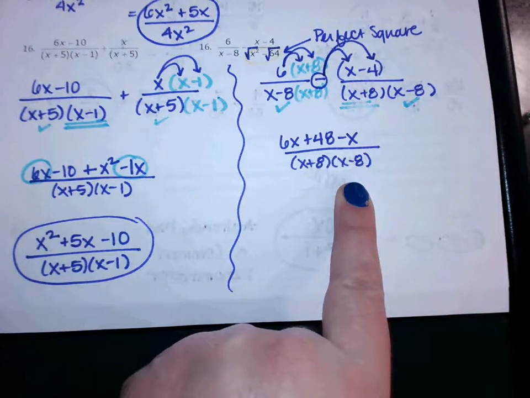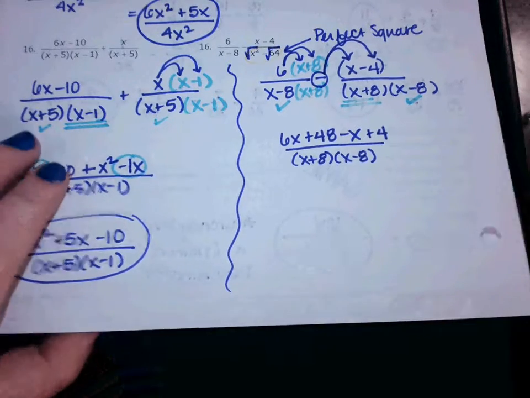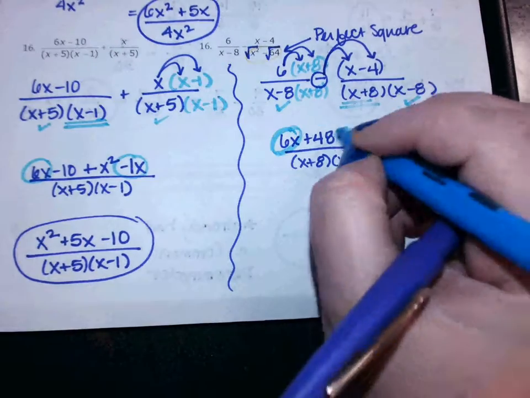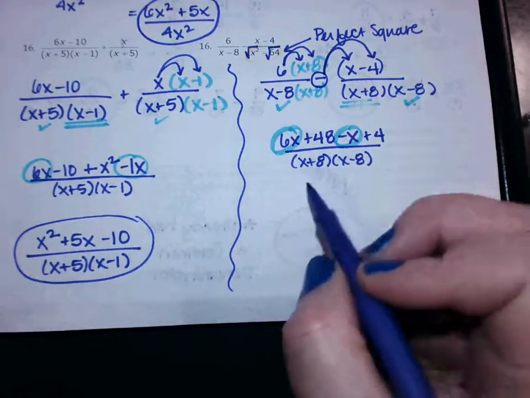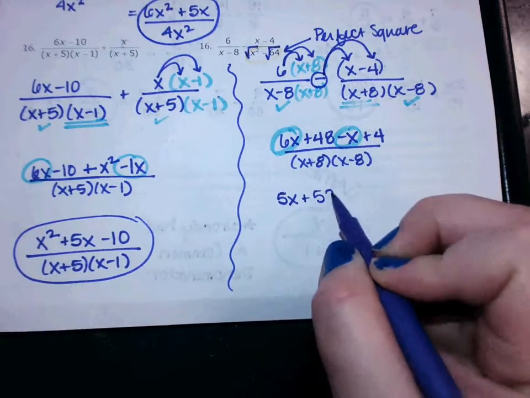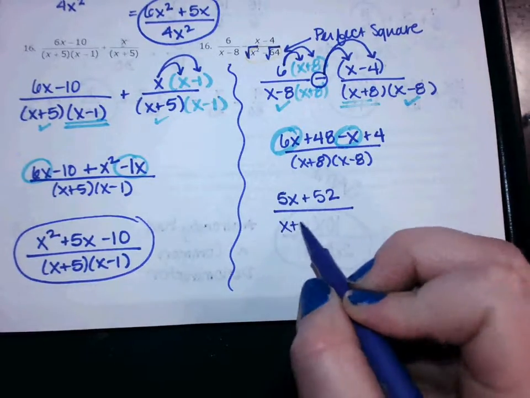So is that going to stay a minus 4? Now it's a plus 4. So if you are subtracting, you have to apply that subtraction to both of the terms in the second fraction. Or if there were 3, you'd apply it to all 3. Okay? Then from here we're combining like terms. 6x minus an x is 5x. And then 48 plus 4 is 52. Okay, then I have x plus 8 and x minus 8.